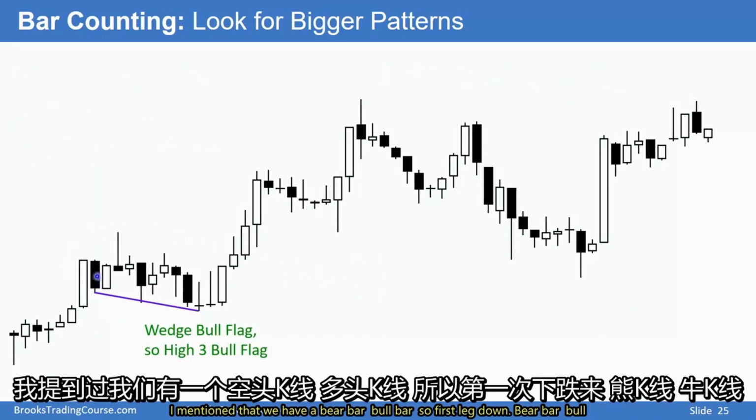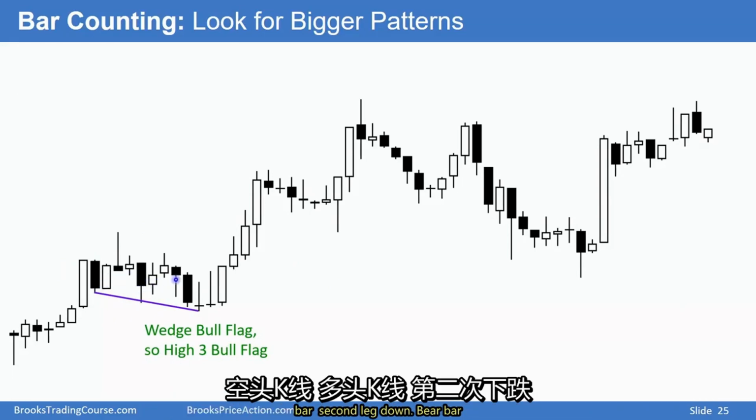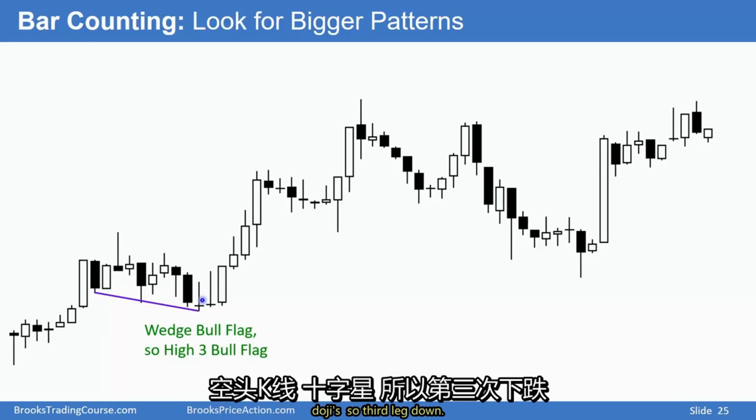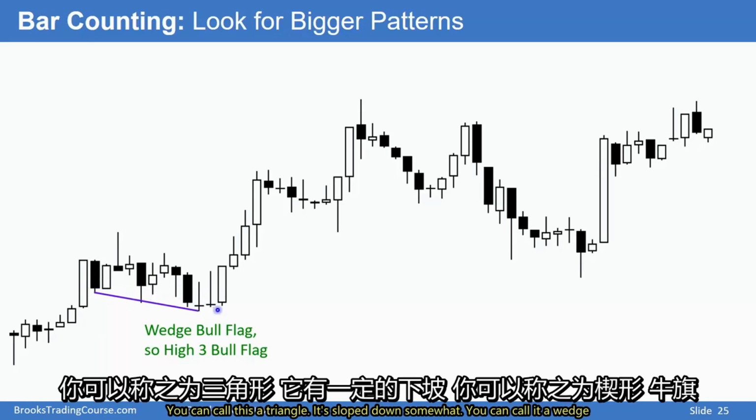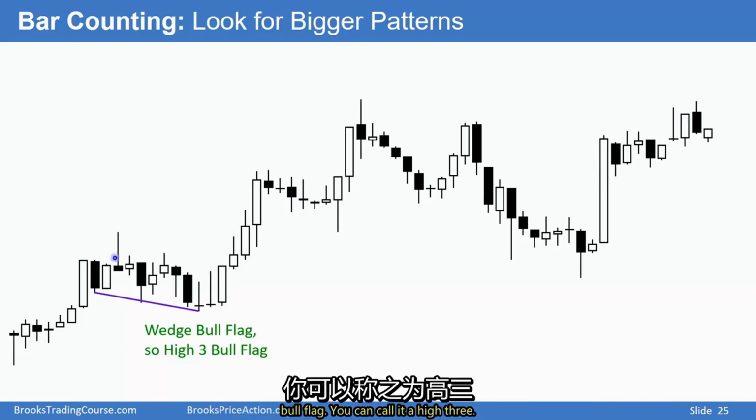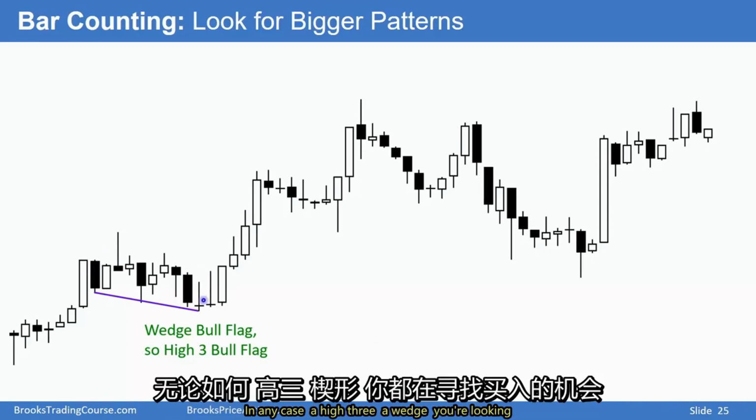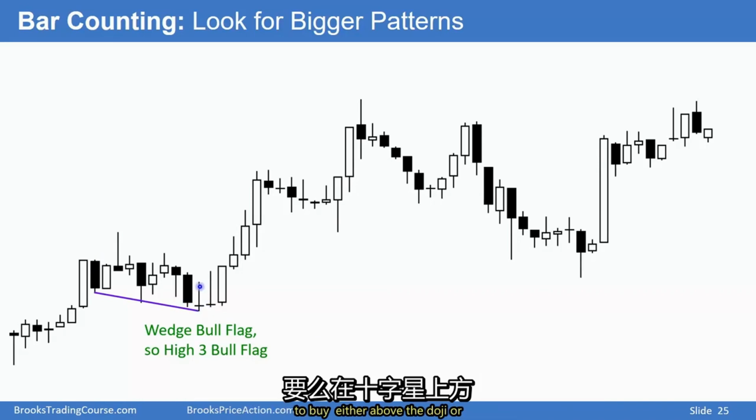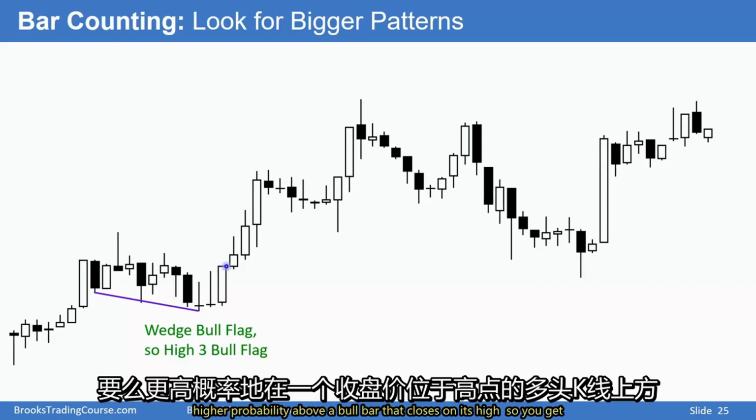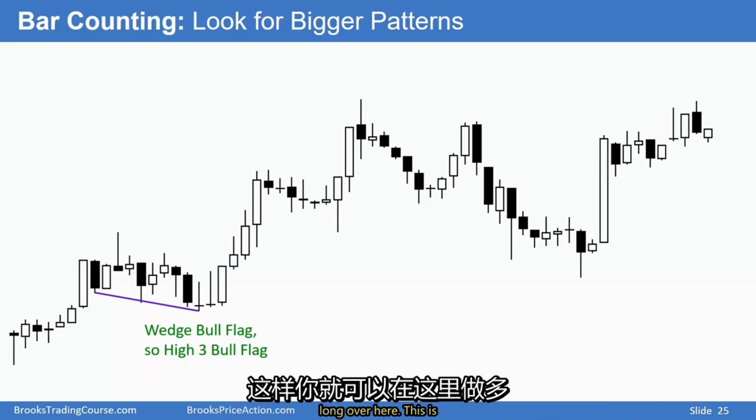I mentioned that we have a bear bar, bull bar, so first leg down. Bear bar, bull bar, second leg down. Bear bar, dojis, so third leg down. So you can call this a triangle. It's sloped down somewhat. You can call it a wedge bull flag. You can call it a high 3. In any case, a high 3, a wedge, you're looking to buy, either above the doji or higher probability above a bull bar that closes on its high, so you get long over here.